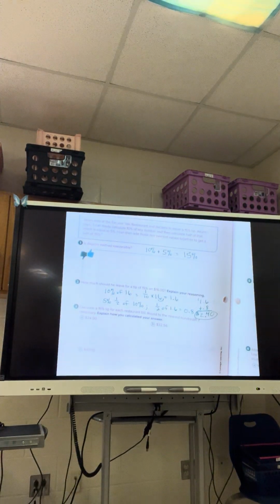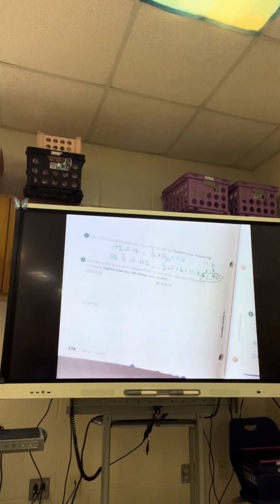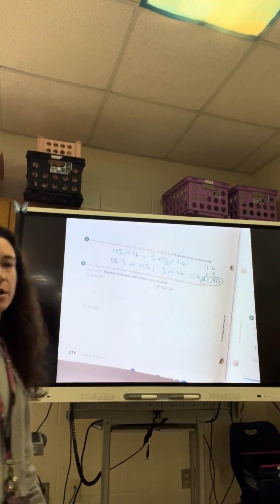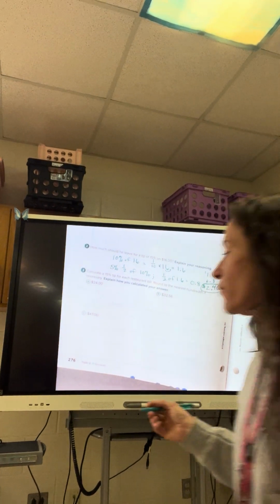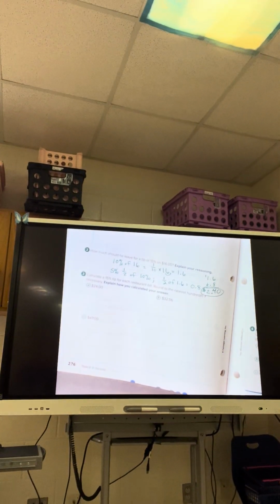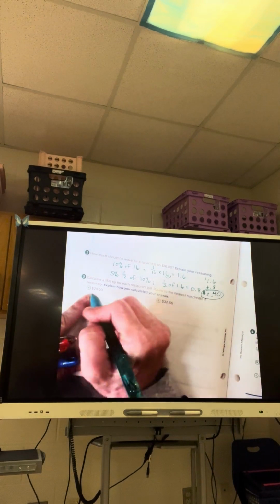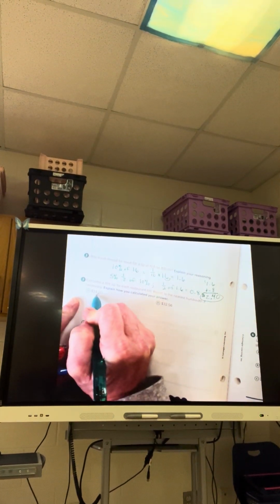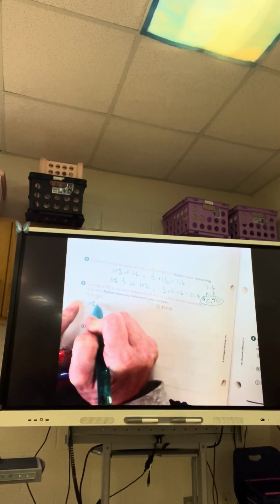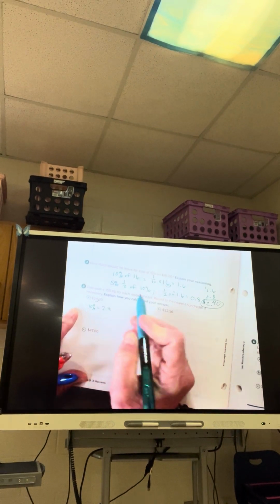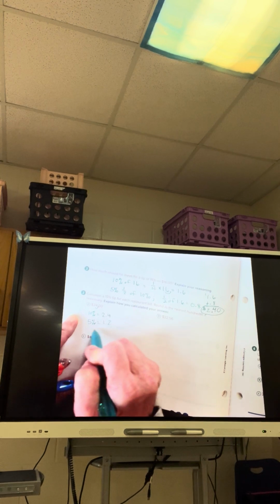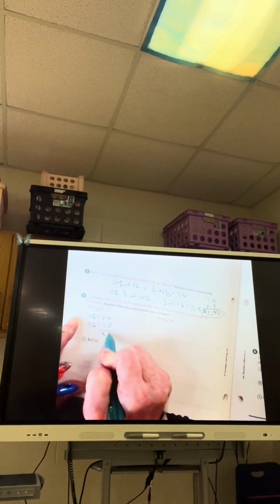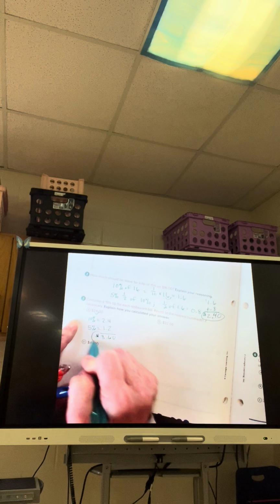All right. And you can do that with just about any number. Like 24, okay? Half of 24 is 12. So 10% would be, move it once, 2.4. And then the 5% would be half of this, which is 1.2. You put them together, you get $3.60.